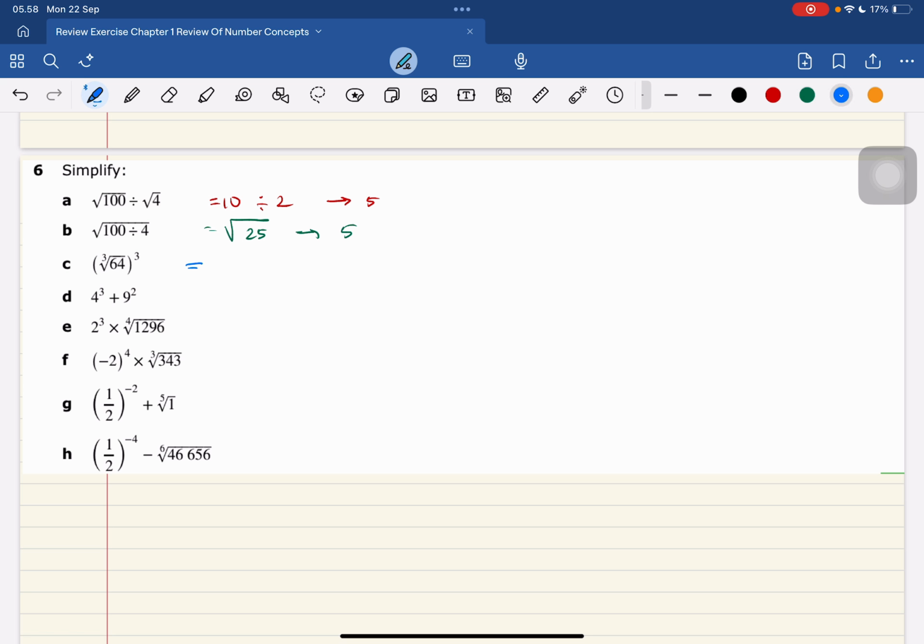Okay, next. The cube root of 64 is going to be 4. And 4 cubed is going to be 64. Next, 4 cubed is going to be 64, plus 9 squared is 81. So 64 added to 81, the answer is going to be 145.